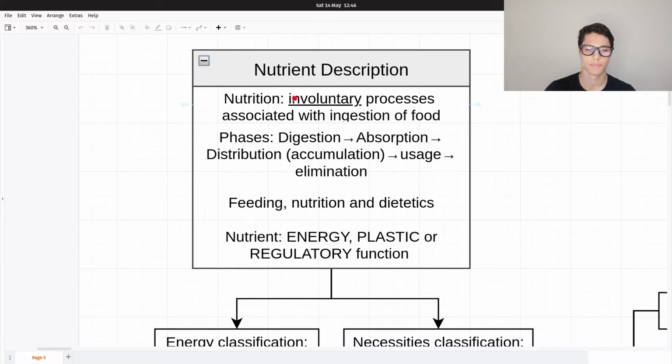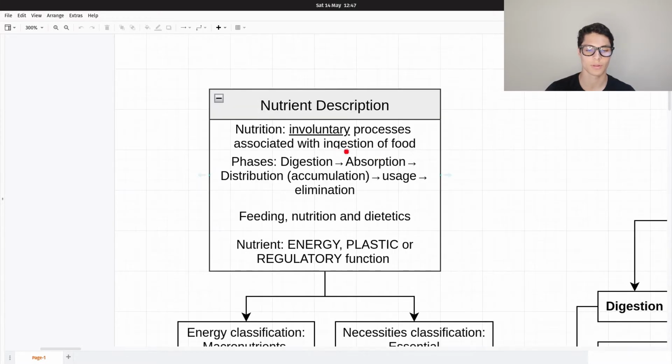Nutrition: involuntary processes associated with ingestion of food. Only the food ingestion is voluntary in this process, and maybe the deglutition of food. The phases are digestion, absorption, distribution and accumulation in some cases, the usage, and the elimination.